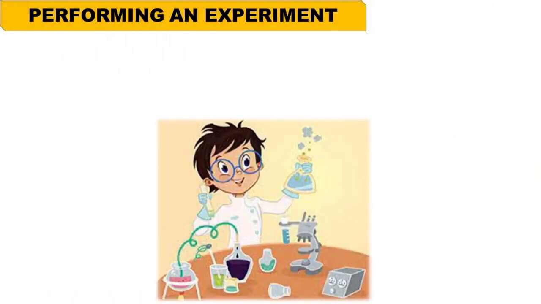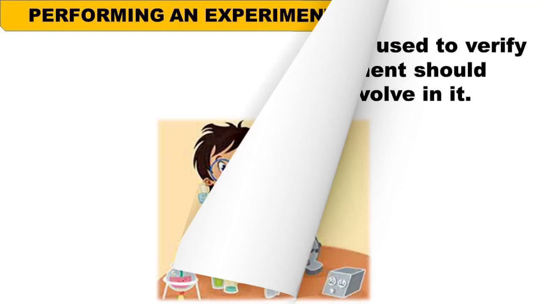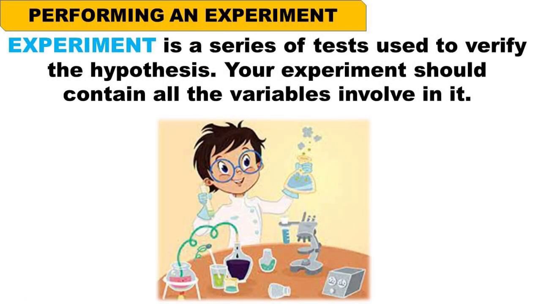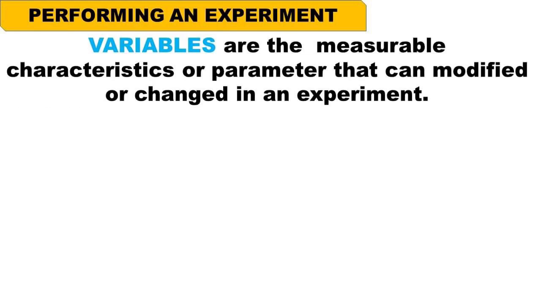The next step that we need to do is to test or verify our hypothesis. To test if the hypothesis is correct or not, we need to design, develop, and perform an experiment. An experiment is a series of tests used to verify the hypothesis. Your experiment should contain all the variables involved in it. Variables are the measurable characteristics or parameters that can modify or change in an experiment.